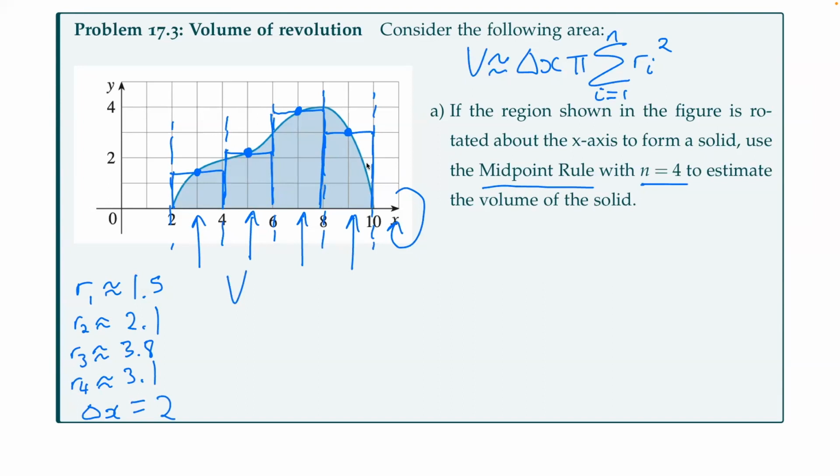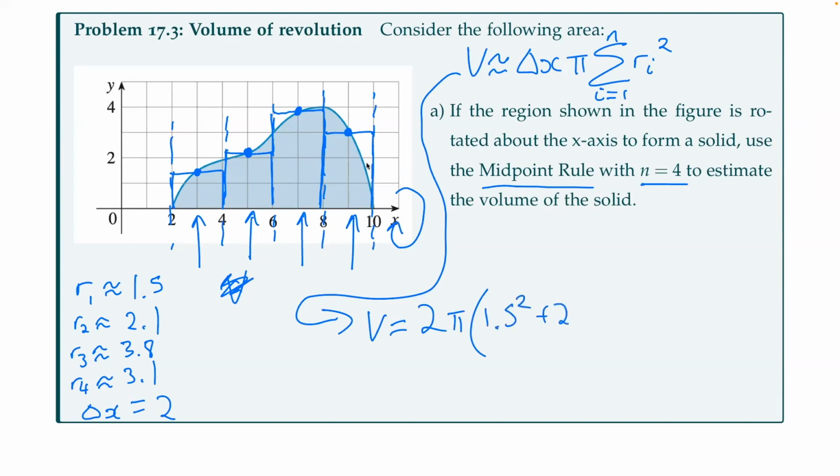So what's our volume going to be? I have it written above, so I wrote it out again. Oh, that's where my 2 comes from. Sorry, I was a little bit confused, I was just wondering where my 2 came from. Obviously, it comes from the fact we've got a delta x. So the volume is delta x, 2, times pi times the sum of our ri's squared. So note that we square our radii individually and then sum them up rather than summing them and squaring them, okay? So that means we need to do 1.5 squared plus 2.1 squared plus 3.8 squared plus 3.1 squared.